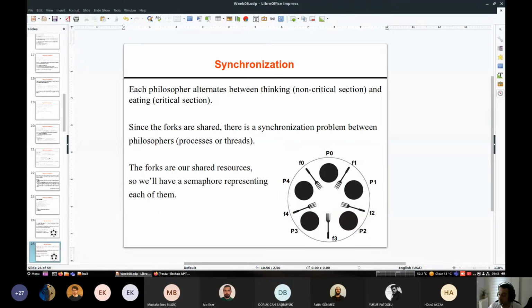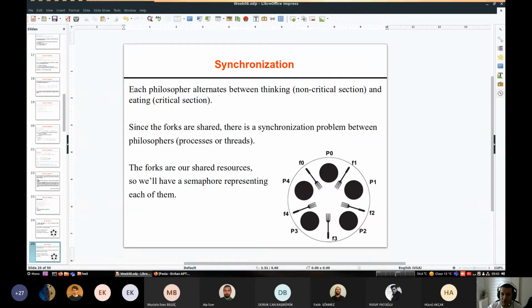Now, the philosophers just keep on philosophizing and eating. They eat a bit, they think a bit, eat again, think again, and so on. So we have non-critical sections about thinking. Each philosopher can think on its own. And we have the critical sections, which is eating. Why critical section? Because they are manipulating shared resources. What is the shared resource? The shared resources are the forks. We have 5 philosophers, 5 forks, and each philosopher needs 2 forks in order to eat. So they need to share those forks. That means there is a synchronization problem here, regardless of whether you use processes or threads.